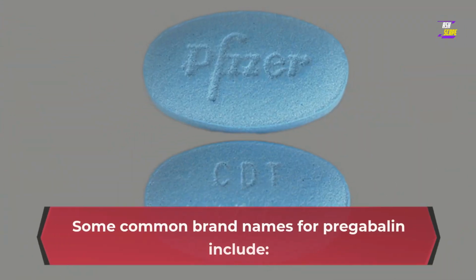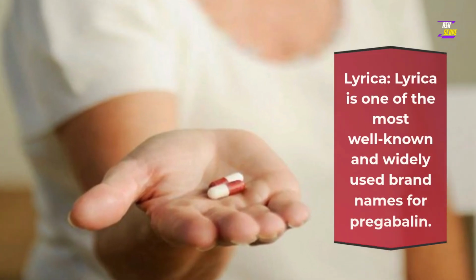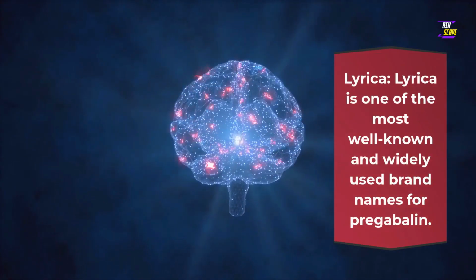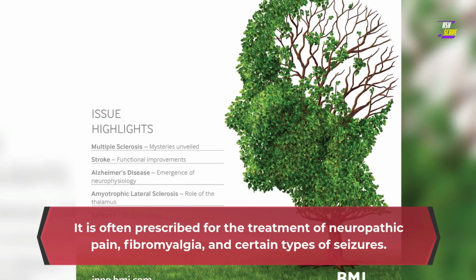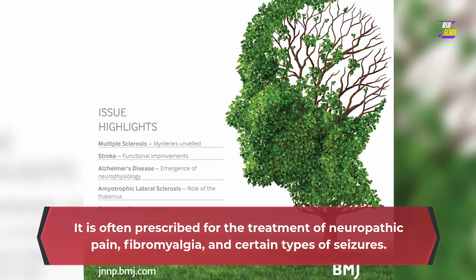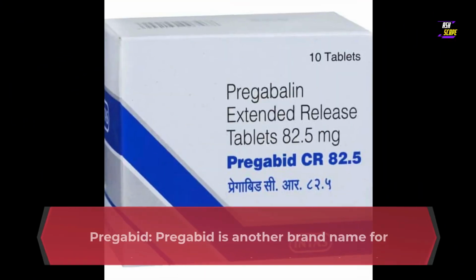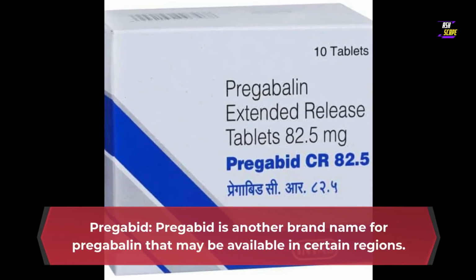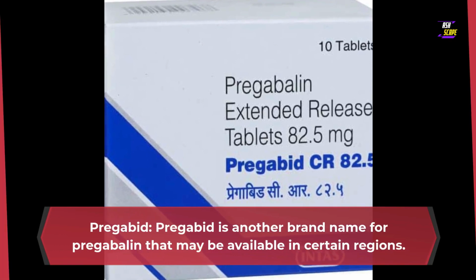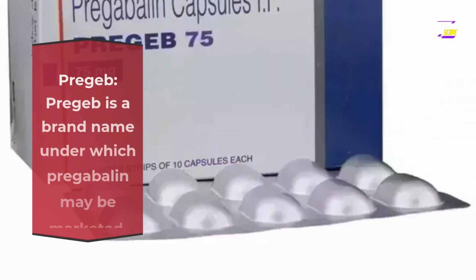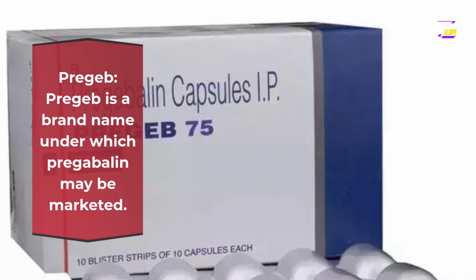Some common brand names for Pregabalin include Lyrica. Lyrica is one of the most well-known and widely used brand names for Pregabalin. It is often prescribed for the treatment of neuropathic pain, fibromyalgia, and certain types of seizures. Pregabit. Pregabit is another brand name for Pregabalin that may be available in certain regions. Pregeb. Pregeb is a brand name under which Pregabalin may be marketed.